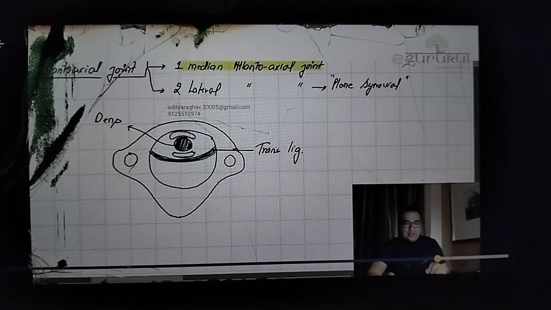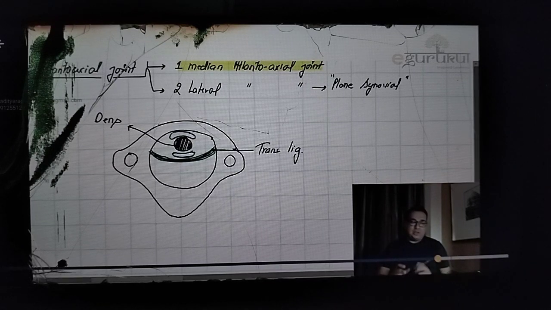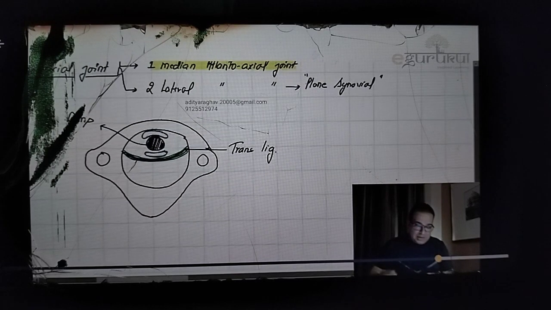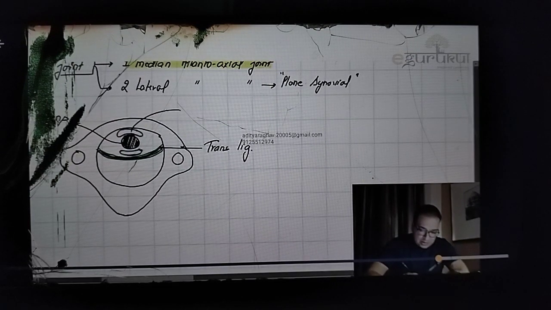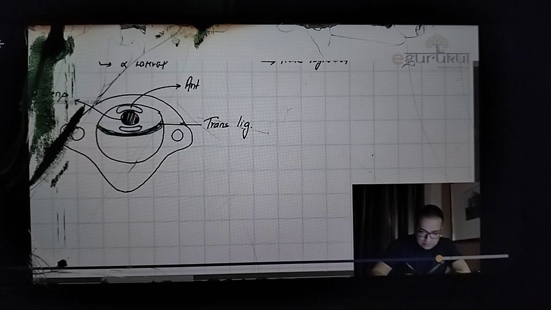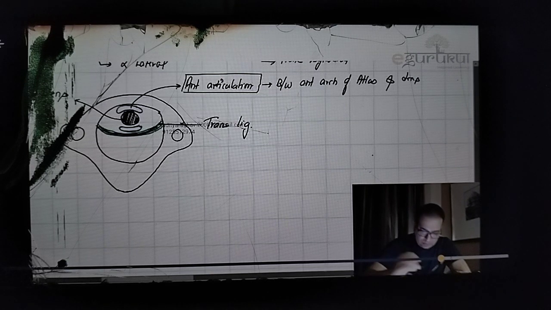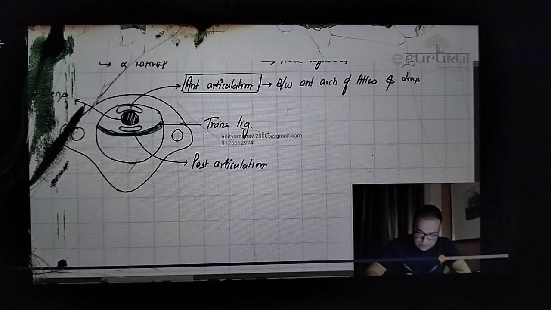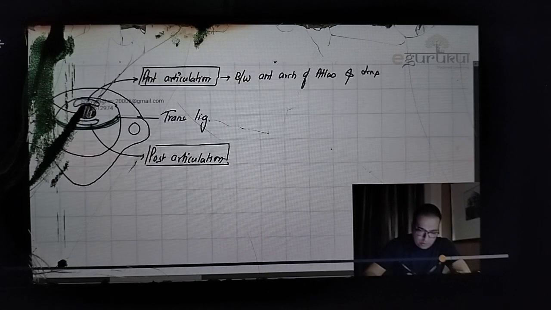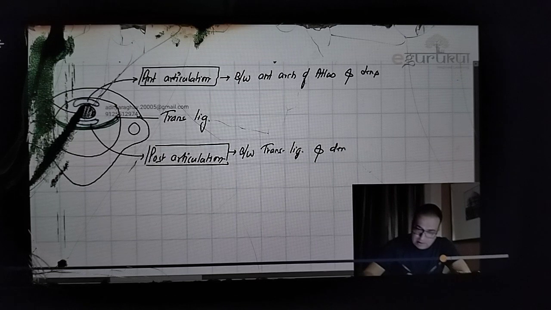So when I talk about the median atlanto-axial joint, the articulation can be divided in two parts. In the median atlanto-axial joint, this here is the anterior articulation. This anterior articulation is present between what and what? Between the anterior arch of atlas and dens. Whereas this here is the posterior articulation, and this posterior articulation is present between what and what? It is present between transverse ligament and again dens.